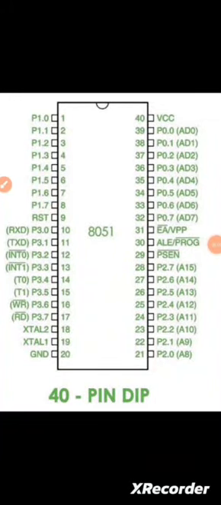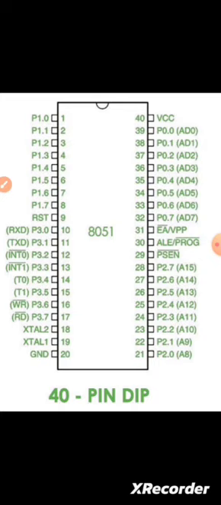Hello all, in this video we are going to discuss the pin diagram of 8051 microcontroller. So the pin diagram can also be known as the signals. So the signals as well as pin diagram both are same. Basically 8051 is a 40 pin IC and the figure shows the representation of the 40 pins.